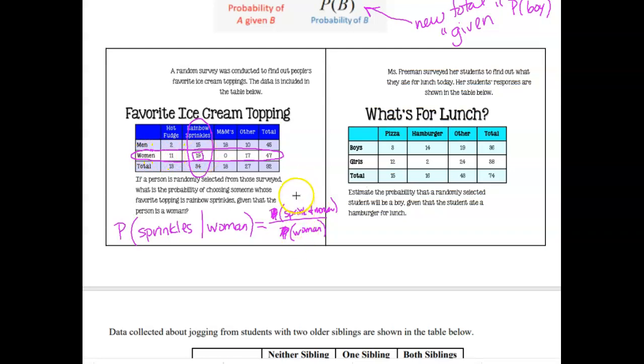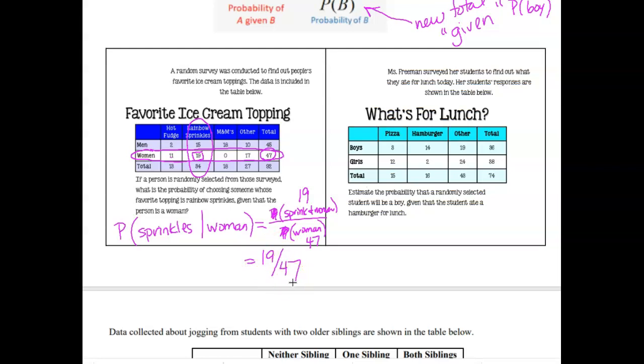And so on top, we would have 19 out of a woman. So I need out of all the women though. So I'm going to look over here, and if this wasn't totaled, I would just add up all the women myself, no matter what topping they like. So we're looking at 47. And so the chances are 19 out of 47.